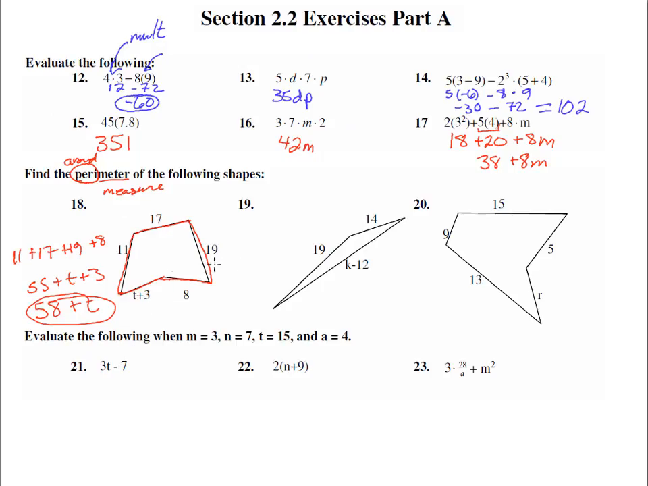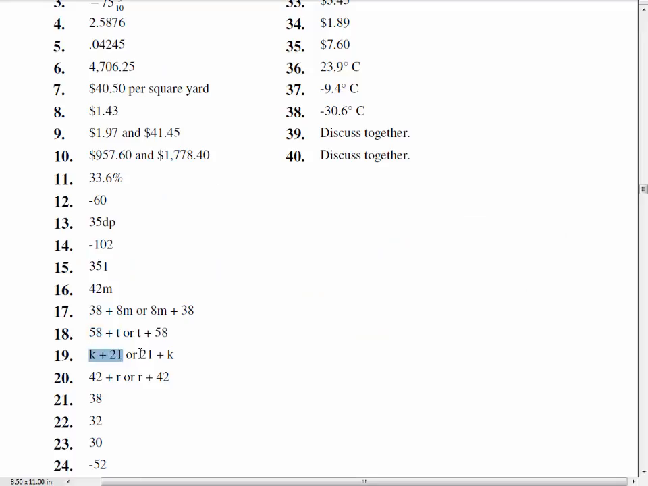Excellent. Number 19. Here we have a shape that's a big long triangle, so we start at one point and go 19 plus 14. That's 33. 33 plus k, whatever k is, minus 12. Well, I don't know what k is, but 33 minus 12 I can do and get 21 plus whatever the k is. Or I could do k plus 21. Either way would be okay. And there we have it.